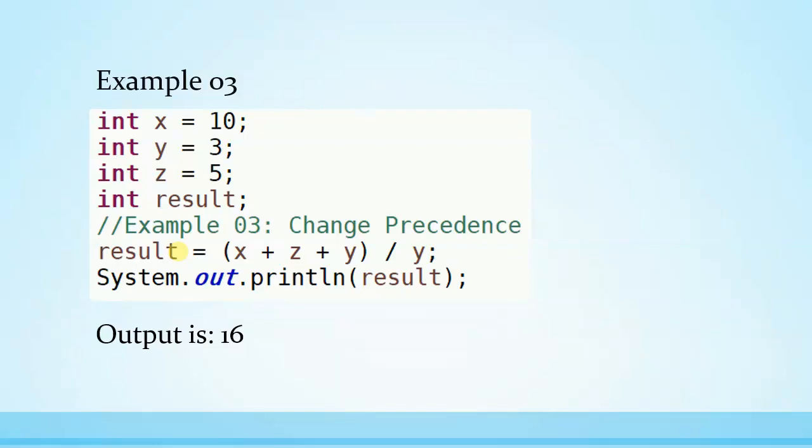So when we execute this in Java, we will see what the result is. So this is how we can change the precedence. So the result is not 16, it is 6. x plus y plus z is 10 plus 5, then 3, 18. We are dividing that by 3. That means 6.